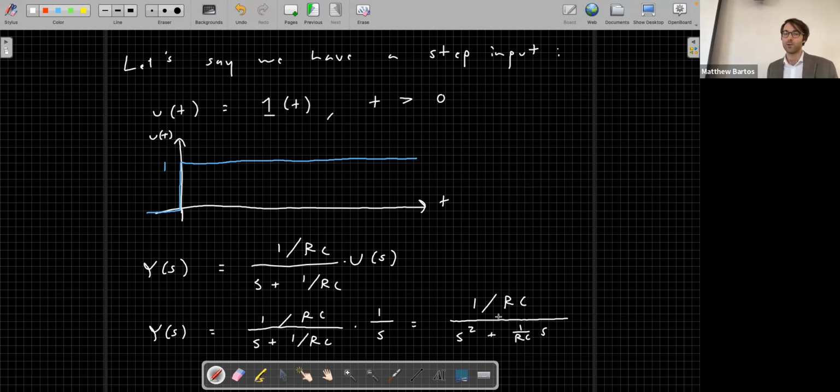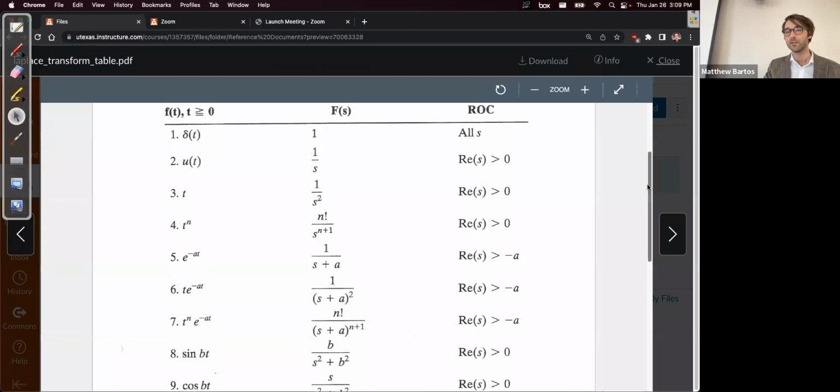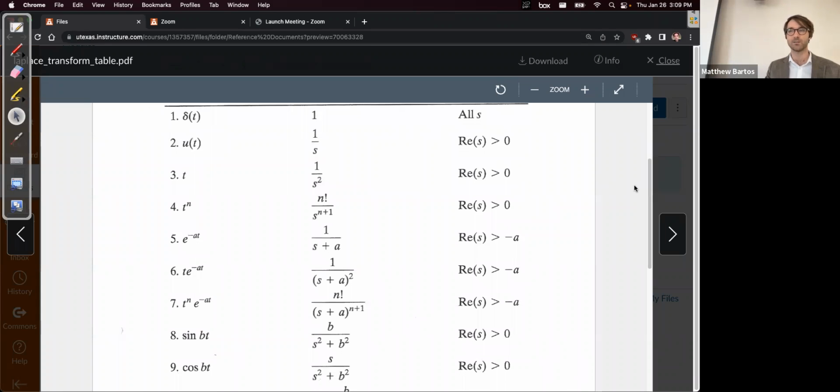Okay, so let's see, can we take this and go back to the time domain? Let's go back to our table of Laplace transforms. Remember, our function in the frequency domain is 1 over RC over (s squared plus 1 over RC times s). Is there anything here that corresponds to a function of that form? Well, it's not quite. It's close.